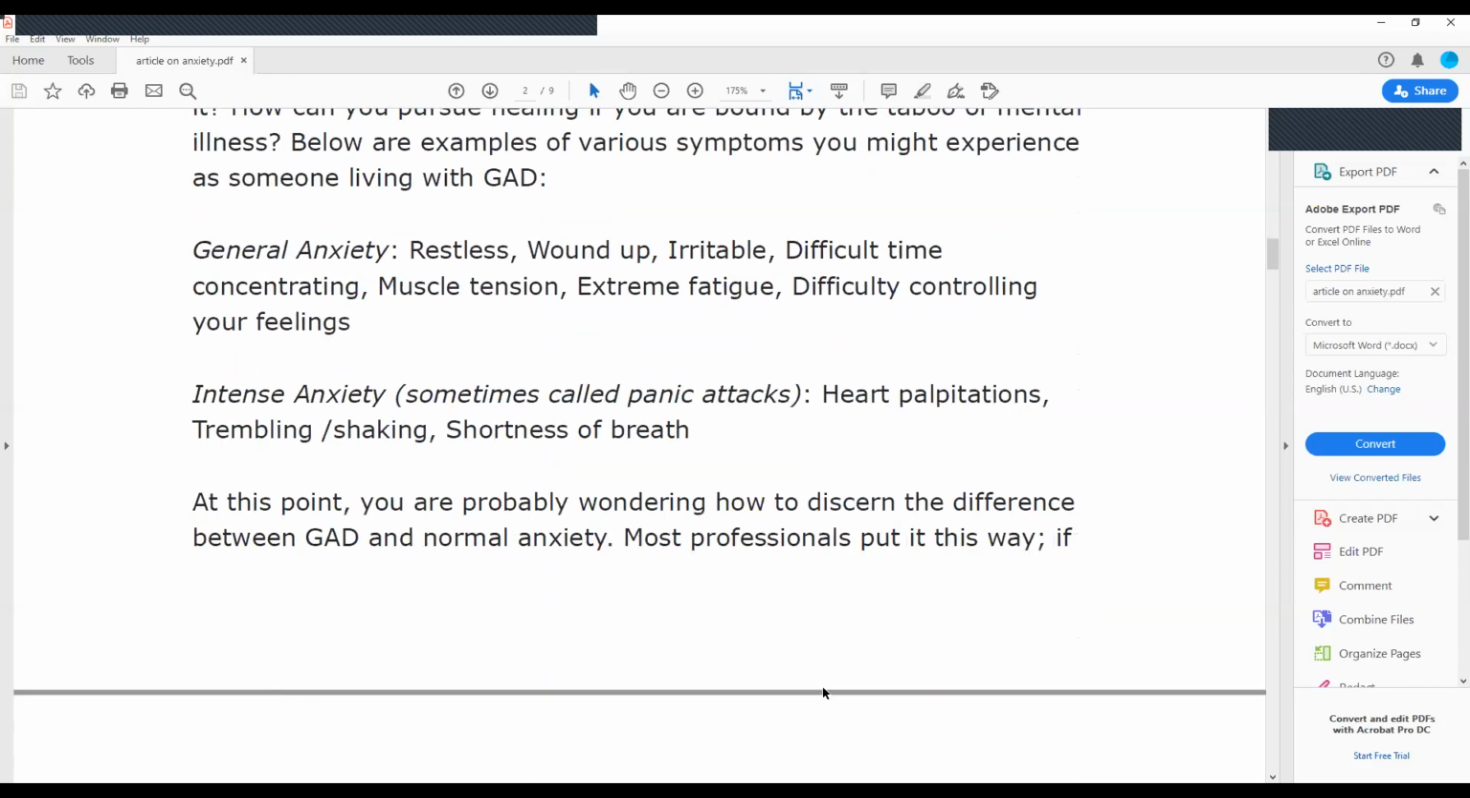So general anxiety: restless, wound up, irritable, difficult time concentrating, muscle tension, extreme fatigue, difficulty controlling your feelings, panic attacks, your heart can go crazy, trembling, shaking, shortness of breath.